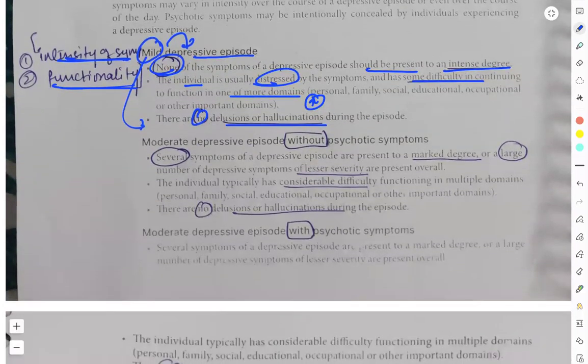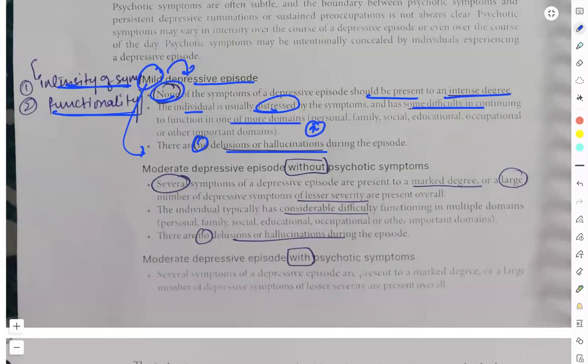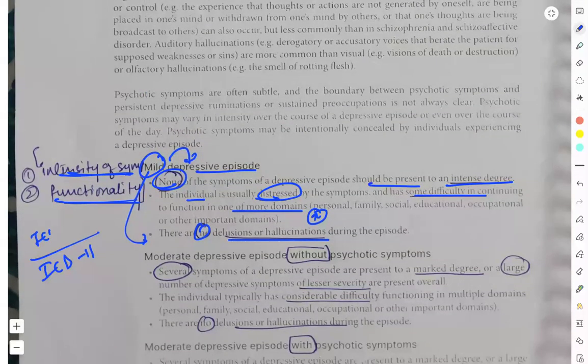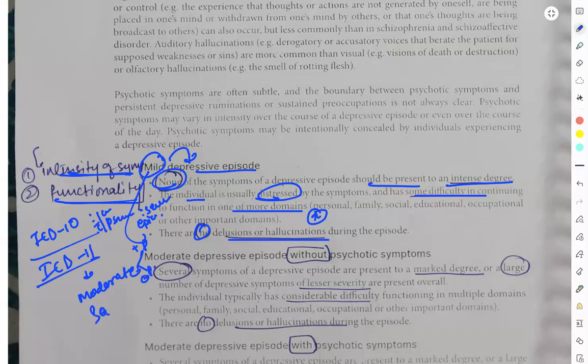Now they have described moderate. Now this is also important in ICD-11. So what is the difference between ICD-10 and ICD-11 here? In ICD-10 they only described psychotic symptoms, so with or without psychotic symptoms in severe episode of depression. But in ICD-11 they have also included moderate, for both presence or absence of psychotic symptoms, and severe. So this is one more difference between ICD-10 and 11 here.